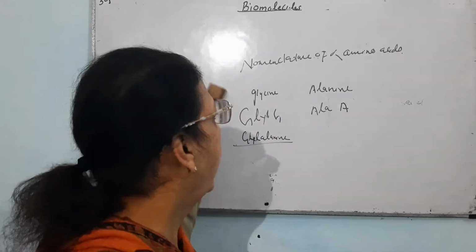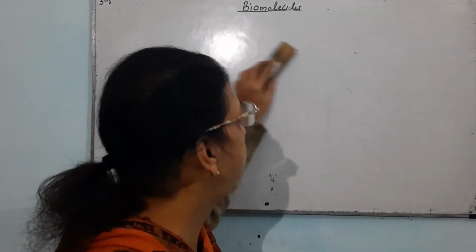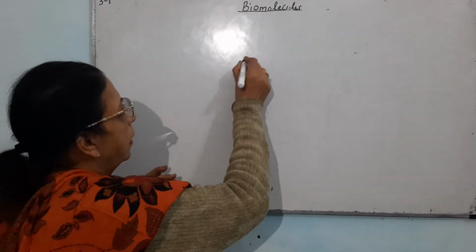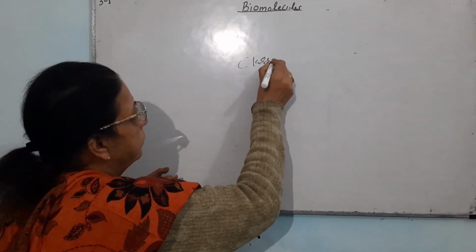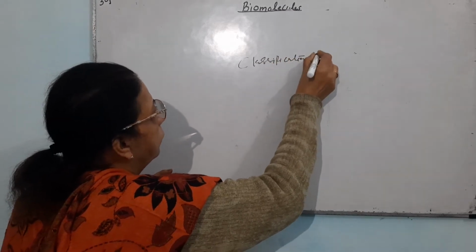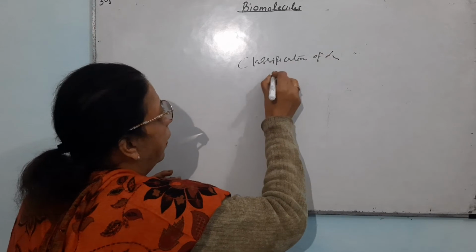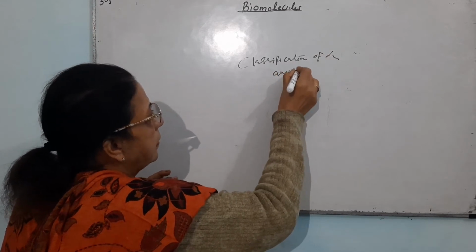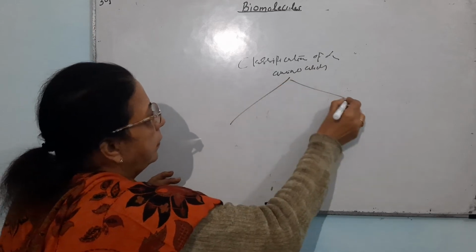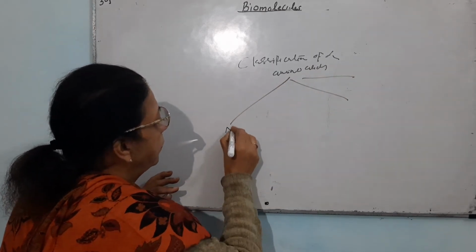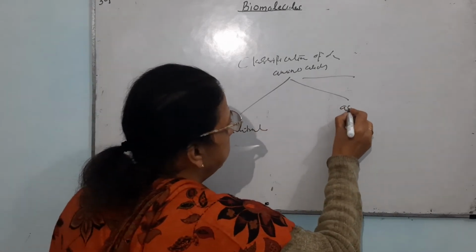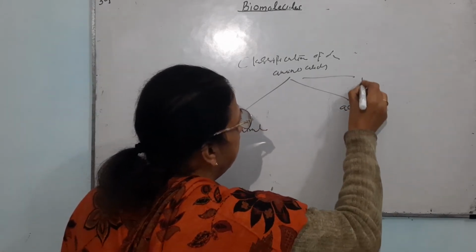Now, next one is the classification of alpha amino acids. They are classified in three parts. They are neutral, acidic, basic.